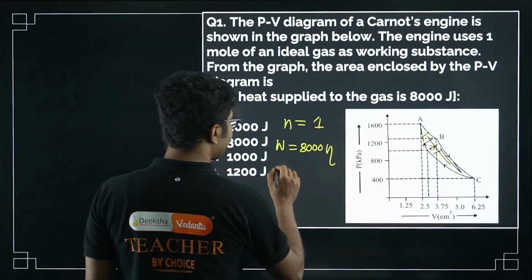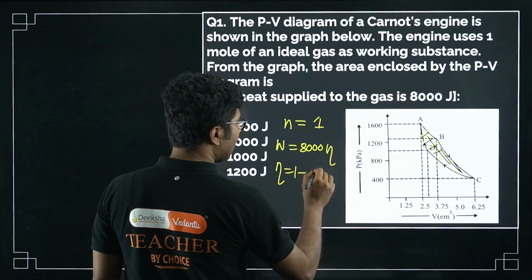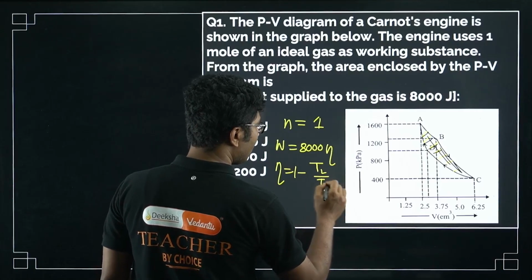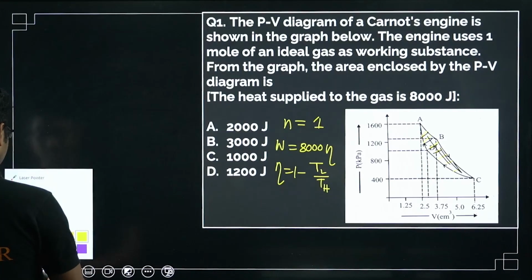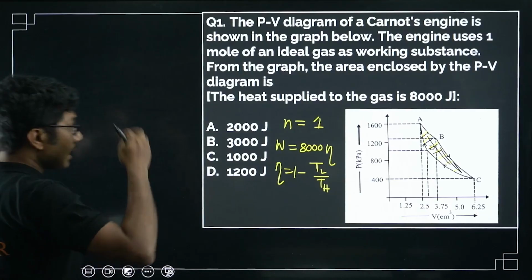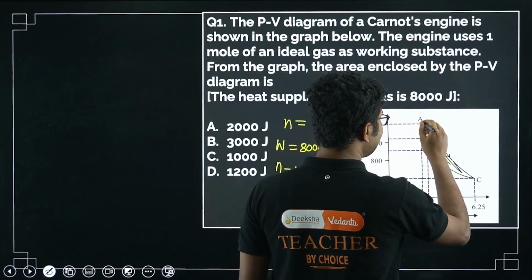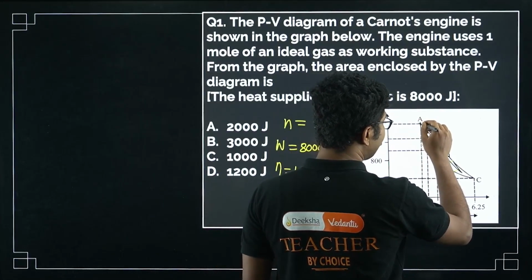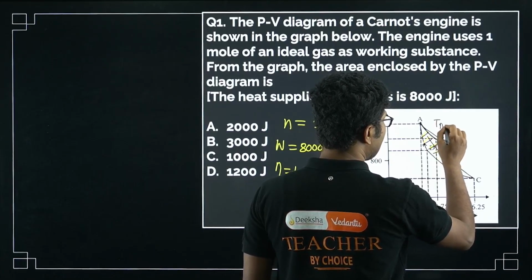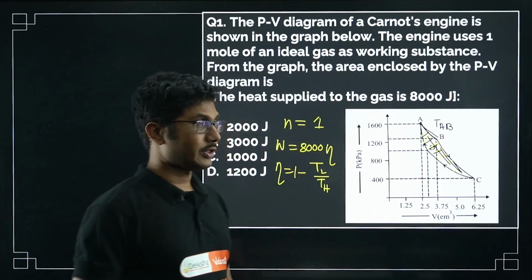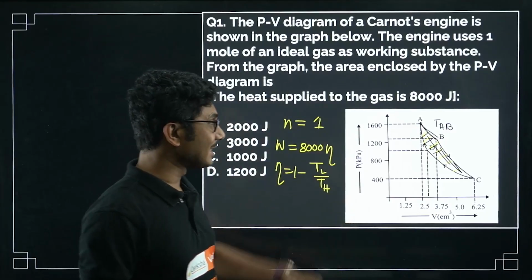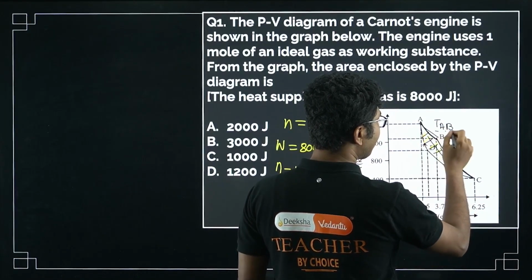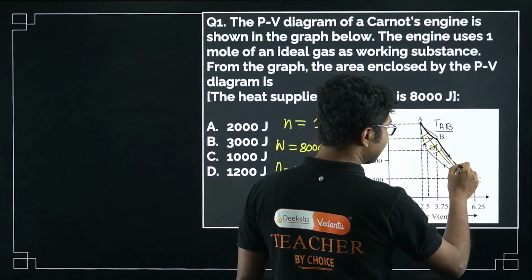What is the formula for efficiency? The formula for efficiency is 1 minus T of the low sink divided by T of the source. Low temperature divided by high temperature, always this is the case. Now you have to understand that in the first stage, isothermal expansion is happening. This temperature is constant, this is the temperature of the hot source. Because the temperature is high, the gas is expanding. Then adiabatic expansion, so the temperature changes. So TAB is the constant temperature up to this stage.